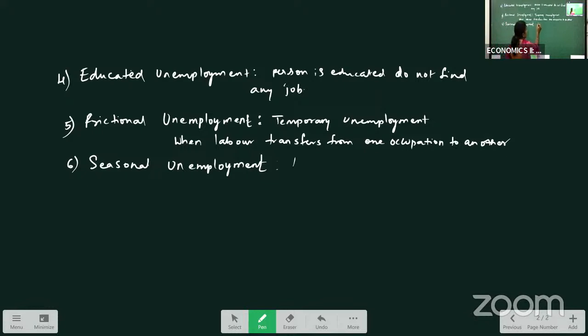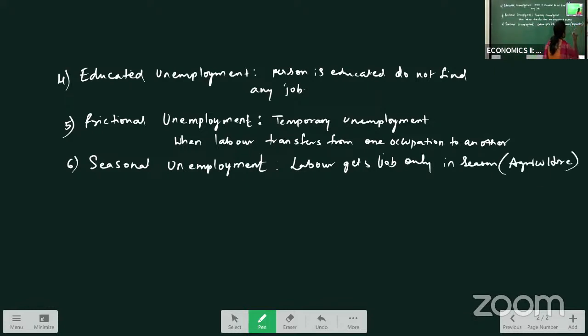Here, labor gets a job only in season. Example, agriculture. Throughout the year, they can't find employment. Only whenever the rains are there or only whenever the harvesting is done, during that time only they can find employment. The remaining time, they will be unemployed. Such type of unemployment is called seasonal unemployment.